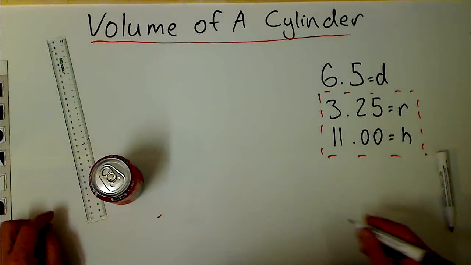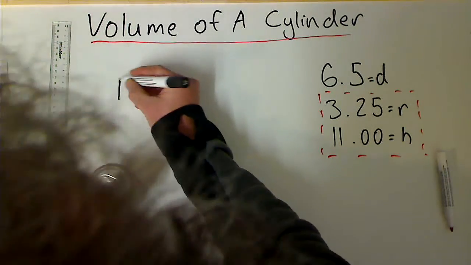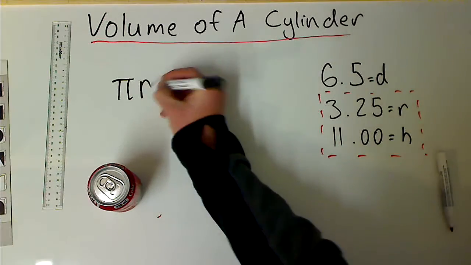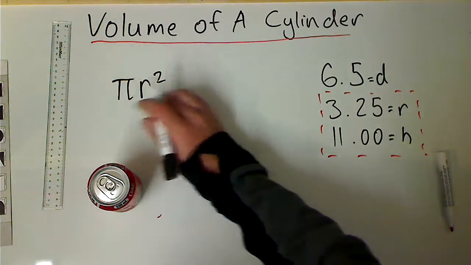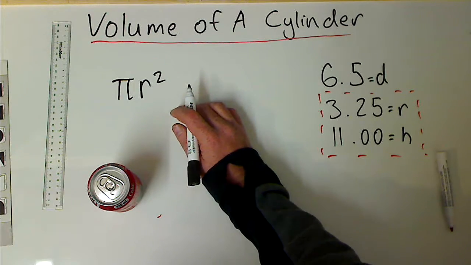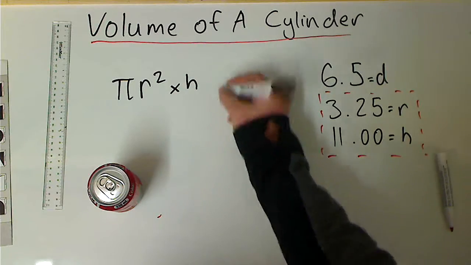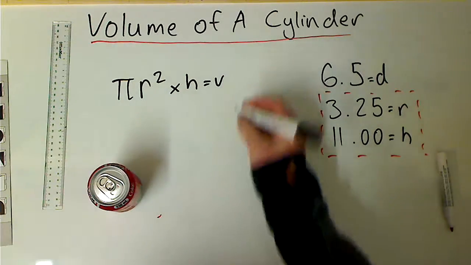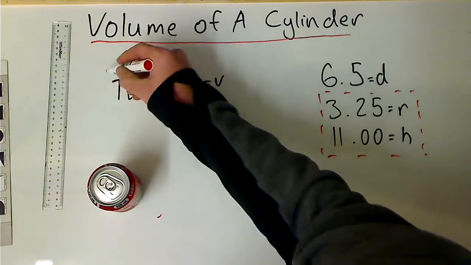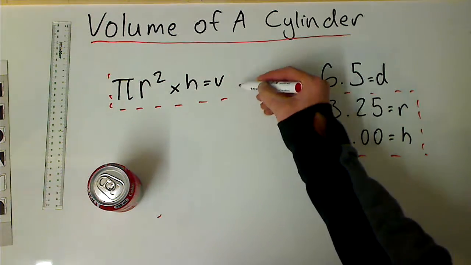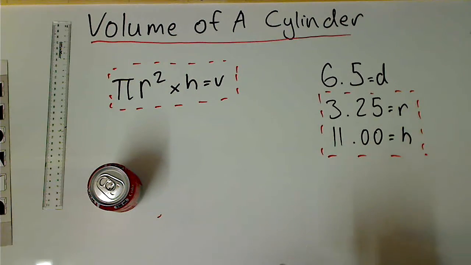To work out the area, we use the formula pi r squared. That's our formula for area. And then we times that area by the height, and that gives us the volume of the can. So that's the formula: pi times r squared times h equals v.